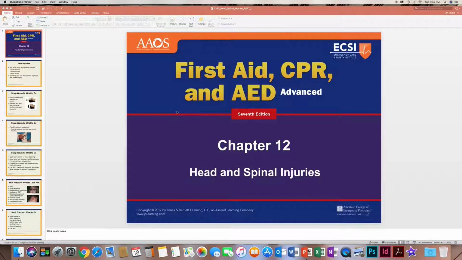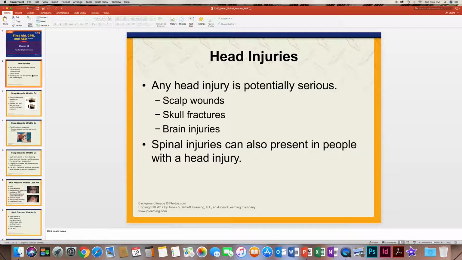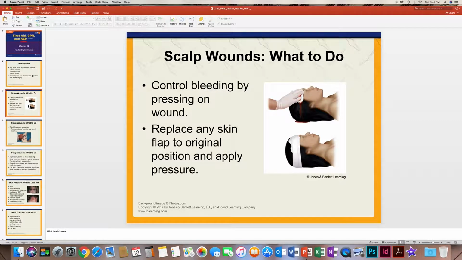In Chapter 12, we'll be discussing head and spinal injuries. Head injuries can be very serious. They could be scalp wounds, skull fractures, brain injuries, and spinal injuries can also present in people that have a head injury. So we have to really be careful about how we treat them.